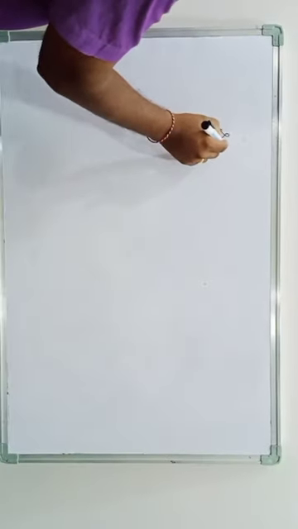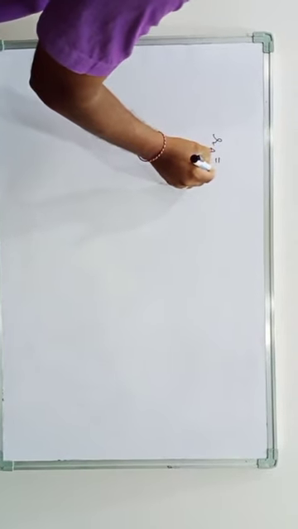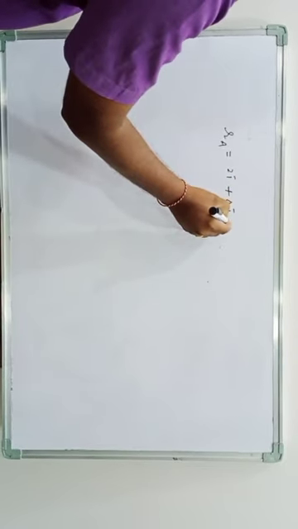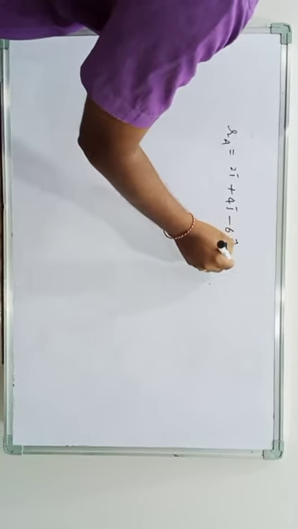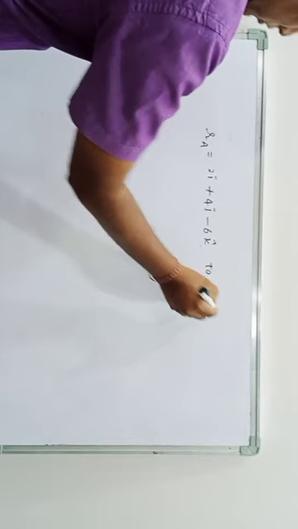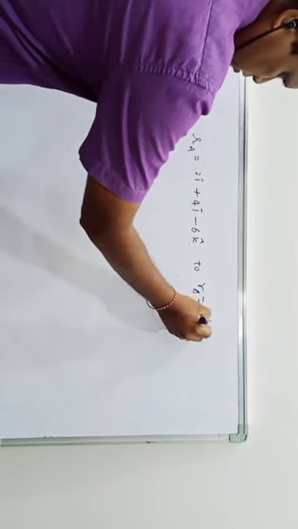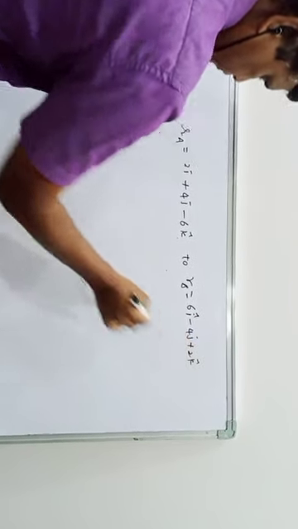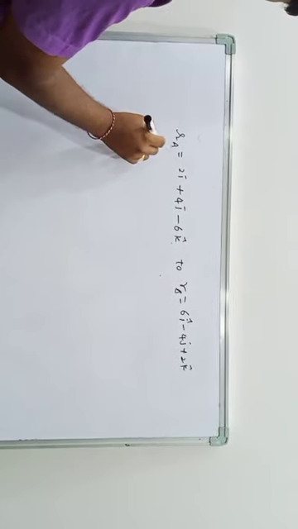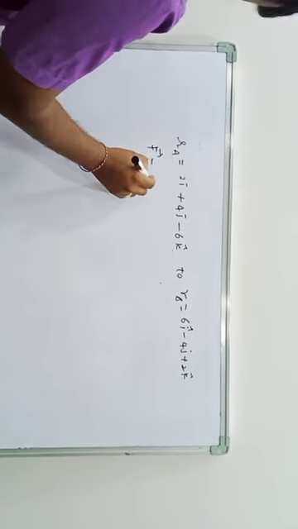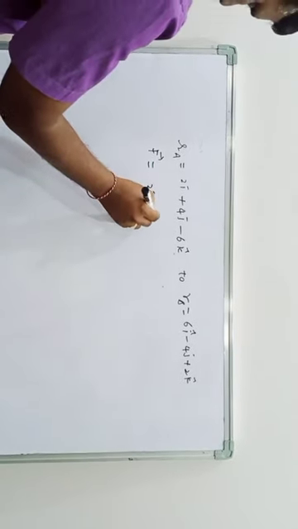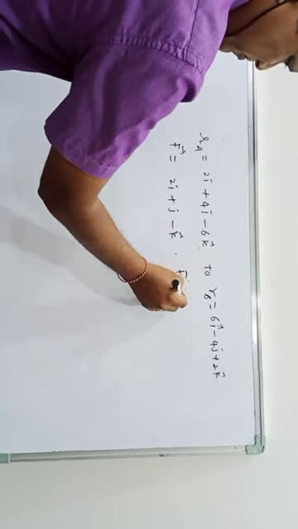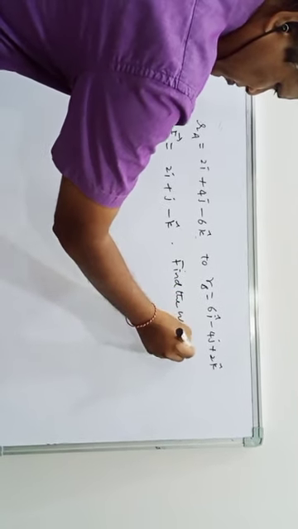A body is displaced from r_A = 2i + 4j - 6k to r_B = 6i - 4j + 2k. A force acting on the body is F = 2i + j - k. Find the work done.